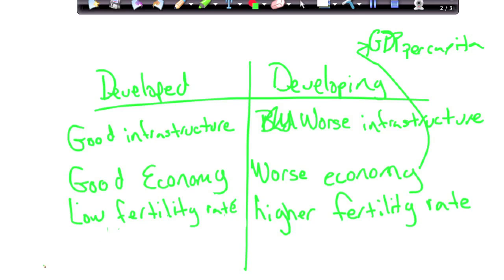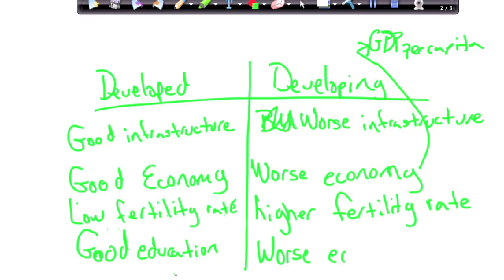One more indicator that we'll go ahead and put here: a developed country has a good educational system. So they value education. The mean years of school, the average years of school that you're going to go to in a developed country, might be 13 or 14 years. I think in America it's 13 years. And in a developing country, it could be as low as 3 or 4 years. So they're going to have a worse education.